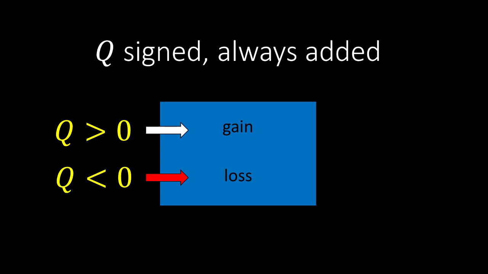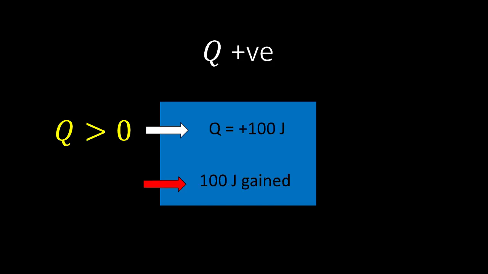We may regard Q as always added to a system, such that if Q is positive, then positive energy is added to the system, and if Q is negative, then positive energy is removed from the system. Adding a negative quantity is equivalent to removing a positive quantity.